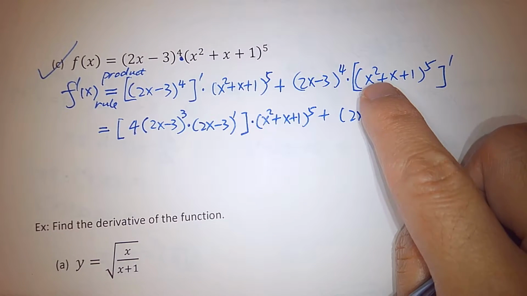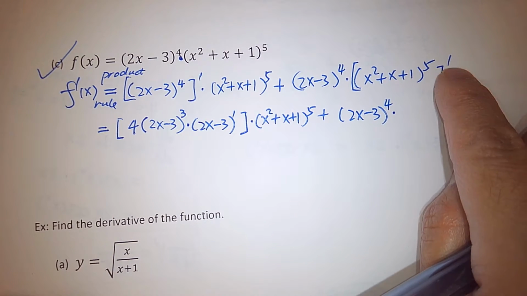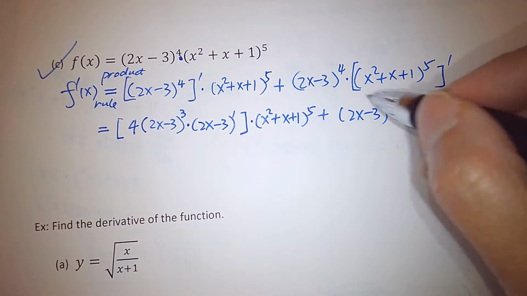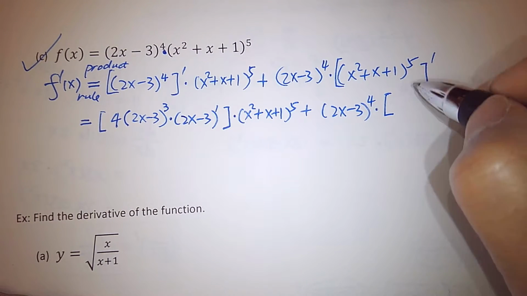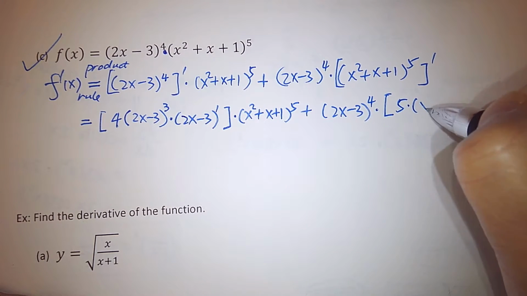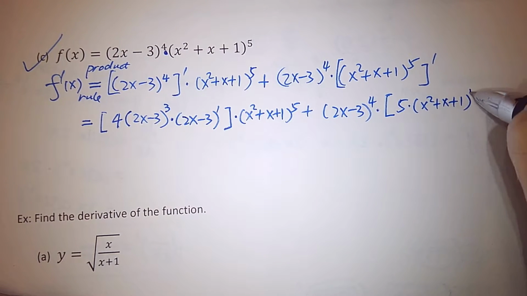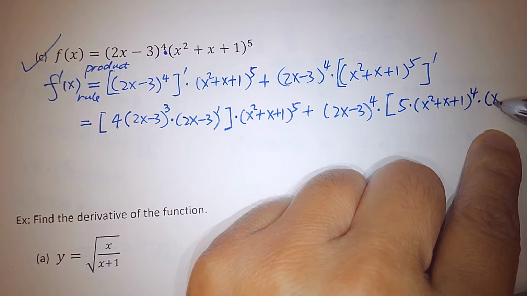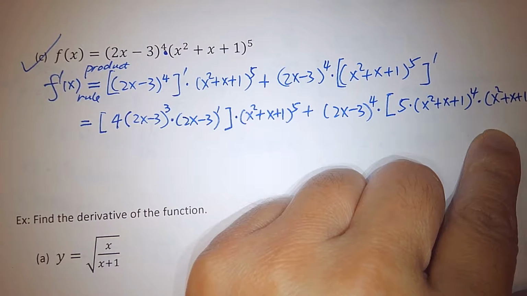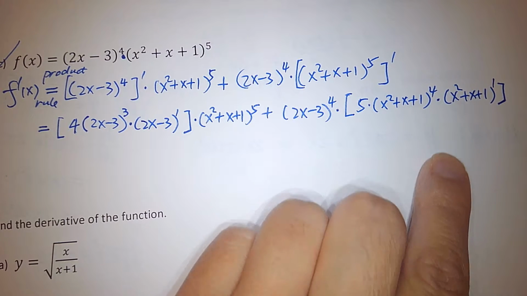Okay, differentiate this. Is this the power? Fifth power? Yes. So, by using power rule, 5 times x squared plus x plus 1 to the fourth power. Don't forget to multiply by what? The derivative of x squared plus x plus 1.